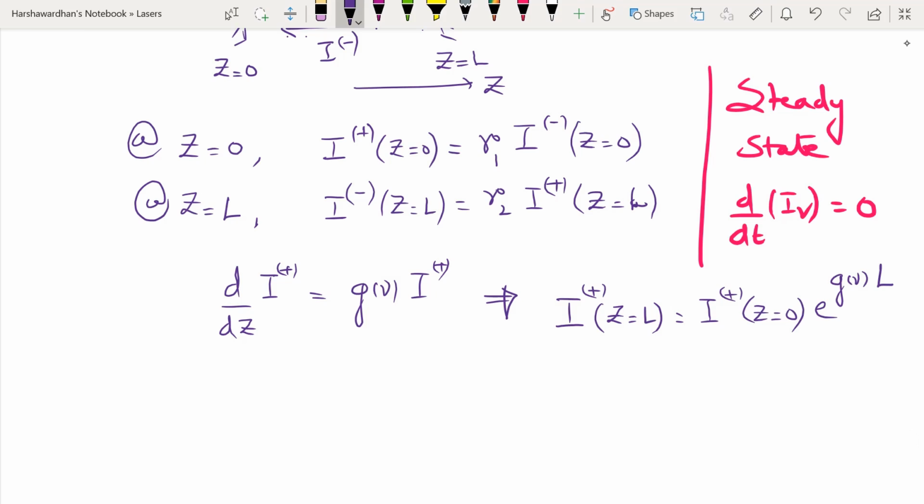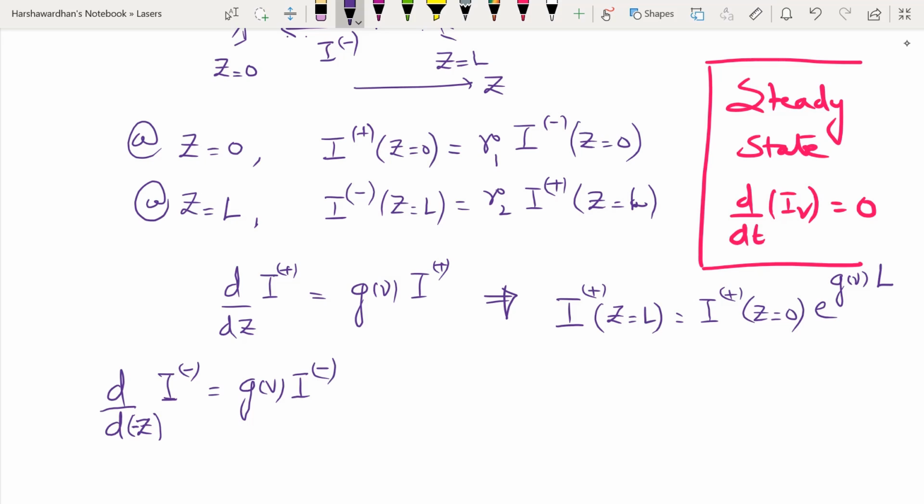Similarly, I can write down the relationship associated with the backward propagating field. So dI minus by dz is simply g of nu times I minus. So I can get rid of my negative sign and put a negative sign here, right?